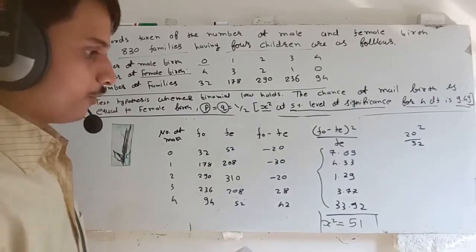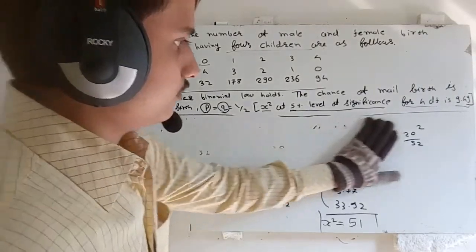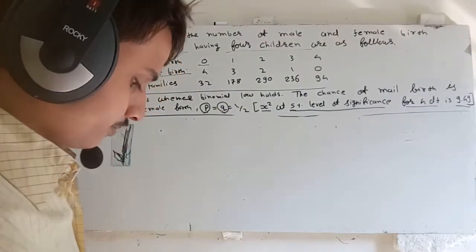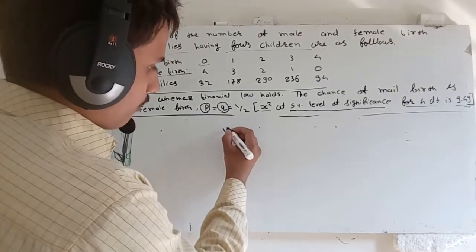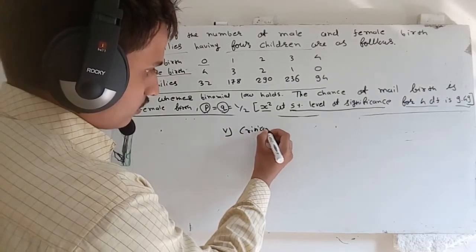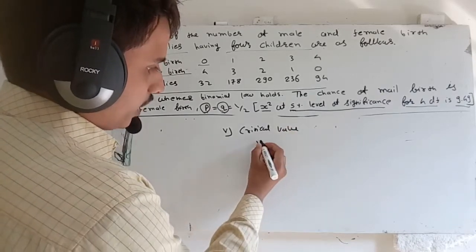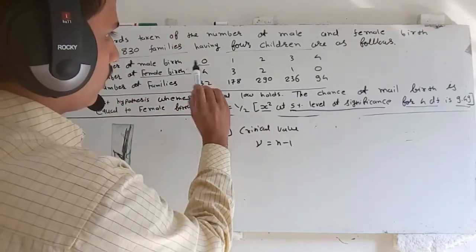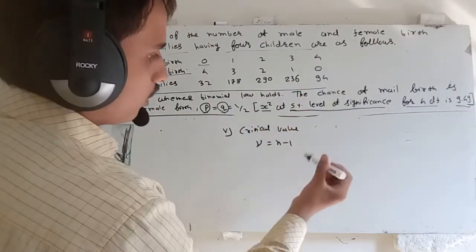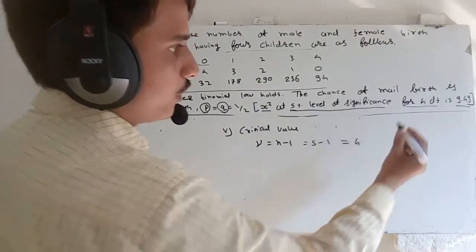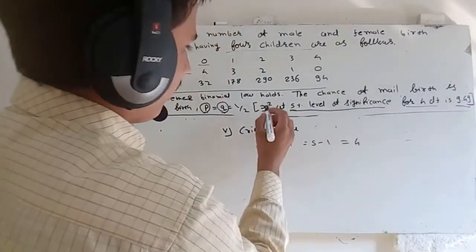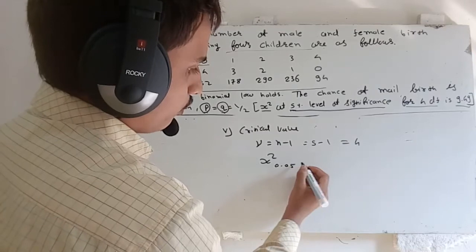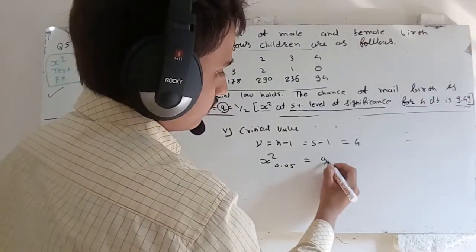Now we will move to the fifth step. The fifth step is the critical value. It is V. It is also called degrees of freedom. So it is n minus 1. N is the total number of columns in this table: 1, 2, 3, 4 and 5 columns. So 5 minus 1 is equal to 4 degrees of freedom. So for 4 degrees of freedom, the value of x square at 5% level of significance, that is 0.05, is 9.49.